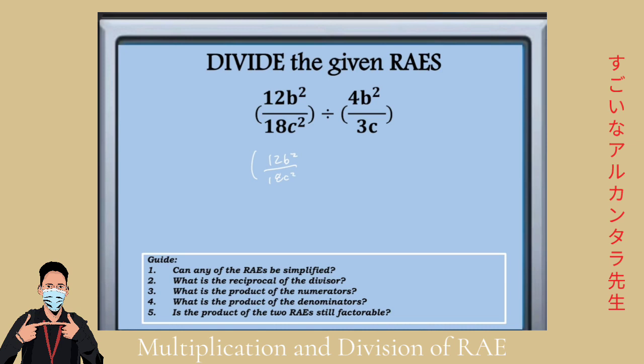18c squared as it is. Change the operation to multiplication. But first, make sure to flip your divisor. So this will be 3c all over 4b squared. And in this case, we can now start simplifying.